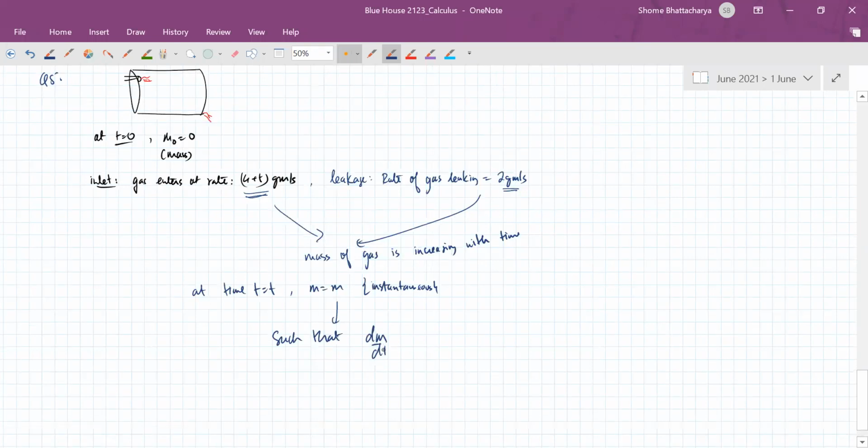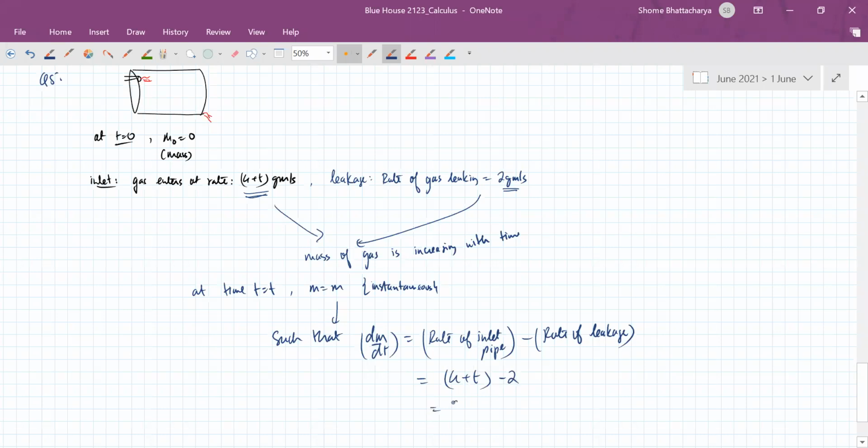dm by dt, the rate at which the mass is changing, will be equal to the rate of the inlet pipe minus the rate of the leakage, because both things are happening simultaneously from t equal to 0. So this statement is clear now, Priyam? Yes, sir. Okay, so this is 4 plus t minus 2.